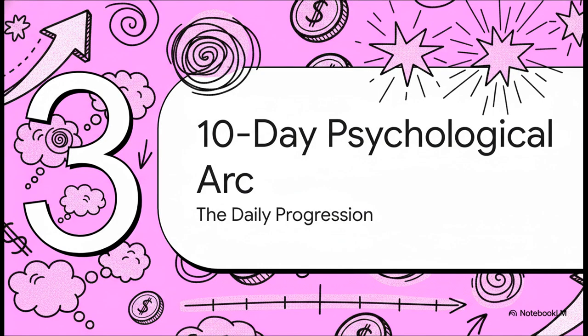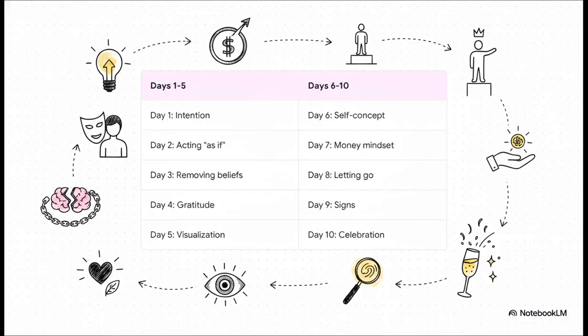Which brings us to part 3, the 10-day psychological arc. Now that we know the micro level, what goes into a single video, let's zoom out to the macro strategy, because the theme progression here is brilliant. It's definitely not just 10 random videos about making money. Day 1 kicks off with setting a clear intention. Day 2 pivots to that acting as if energy. By day 3, you're removing limiting beliefs, moving into gratitude on day 4 and visualization on day 5.